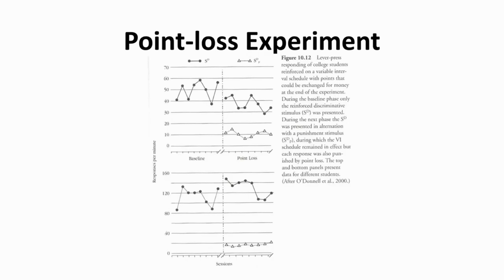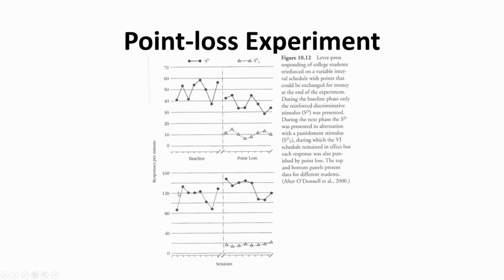A convenient and commonly used way to study aversive stimuli with humans is to use something like a point loss experiment. So we can look at punishment with humans without actually having to deliver a physically aversive stimulus.